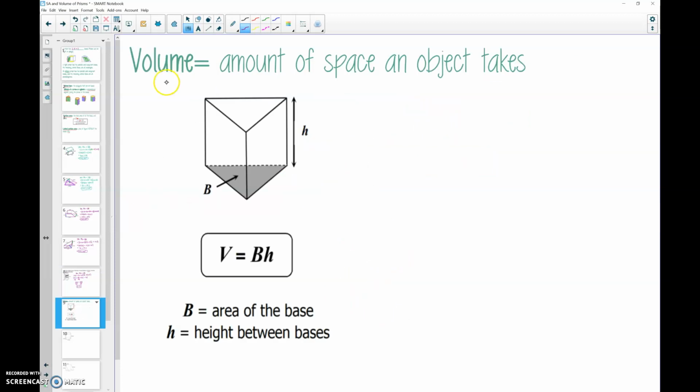Now switching gears to volume. Volume is the amount of space that an object takes, or how much you could fill something with. And the formula for volume of a prism is going to be the area of the base times the height between the bases. So again, it's the height of the actual prism.